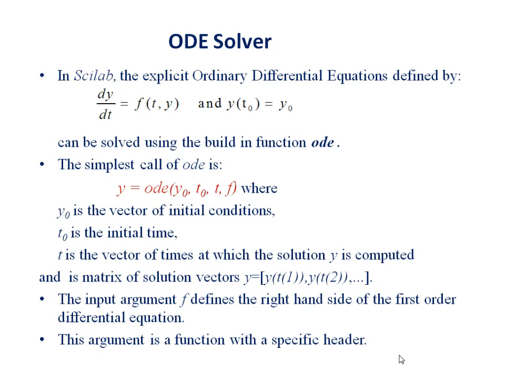First is y0, that is the initial condition or initial value of y. t0 is the initial time. t is the times at which the solution y is to be computed. f is the function that defines the right hand side of the first order differential equation. This function has a specific header.